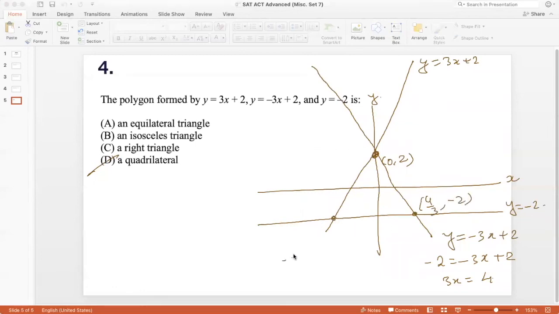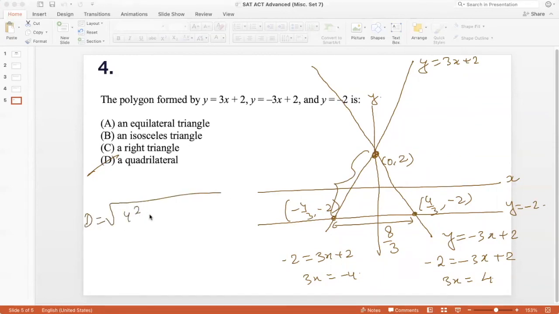And this point would be negative 2 is 3x plus 2. So 3x is negative 4. So this point is (negative 4/3, negative 2), right? So what is this distance? This distance is from minus 4 by 3 to plus 4 by 3. So that will be 8 by 3, right? And what about this distance? This distance is going to be the square root of 4 squared plus (4 by 3) squared. So that's the square root of 16 plus 16 by 9.